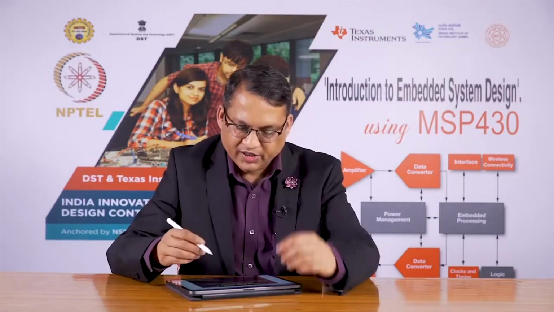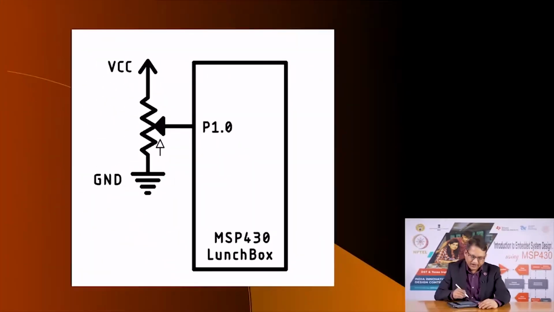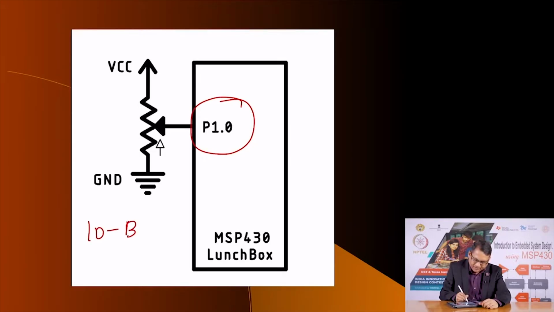And so, in the first example, here is the setup. We are going to read the analog value of this potentiometer, which is a 10 kilo ohm potentiometer connected to P 1.0. And as we know, we have already dealt with the ADC. The ADC on MSP 430 is a 10-bit ADC, and therefore, the number will range from 0 to 1023.